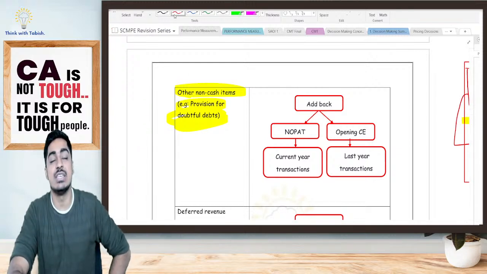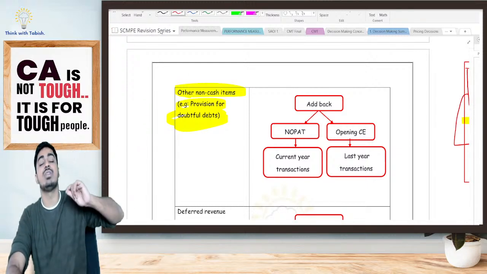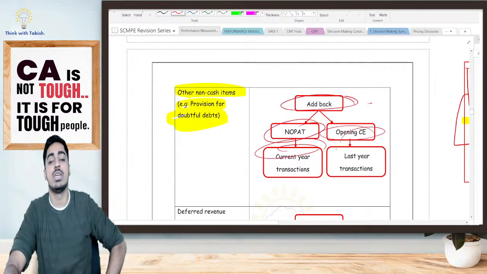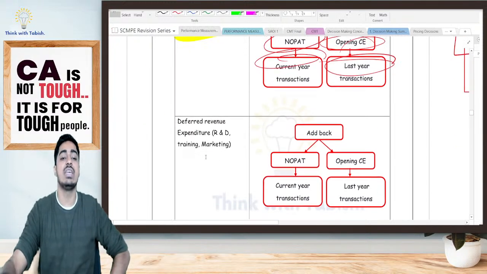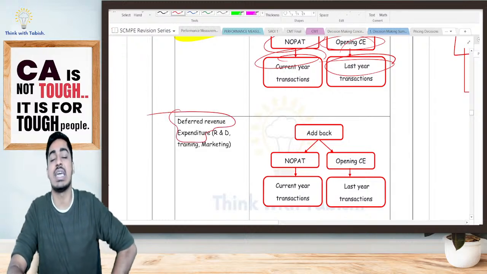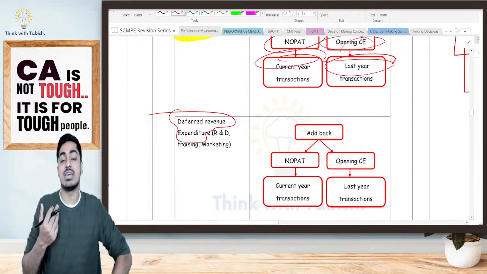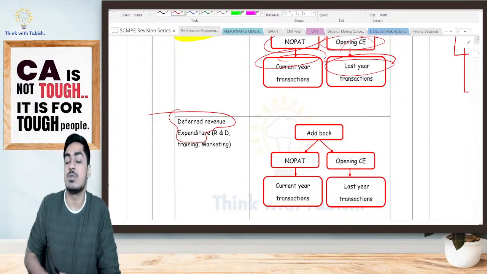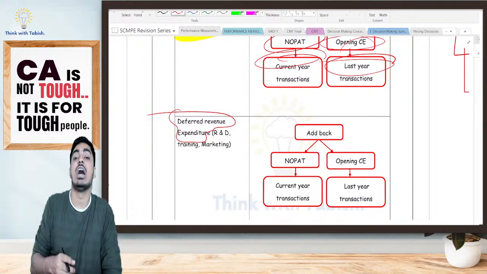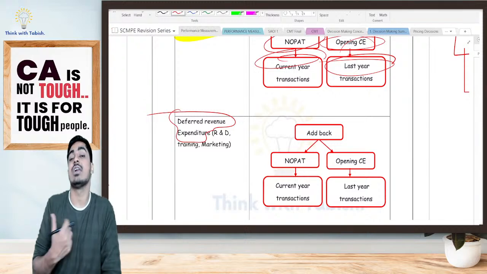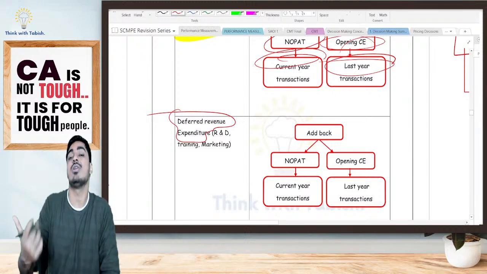It is there in my accounts as an expense. I want to nullify that, which means I will add it back. Yes, in NOPAT, current year; opening capital employed, last year transaction. Again, some deferred revenue expenditure will be there. These are my expenses, which in my books of accounts I have shown as expenses. However, in reality, in economic terms, they should have been capitalized. They are giving me long-term benefit.